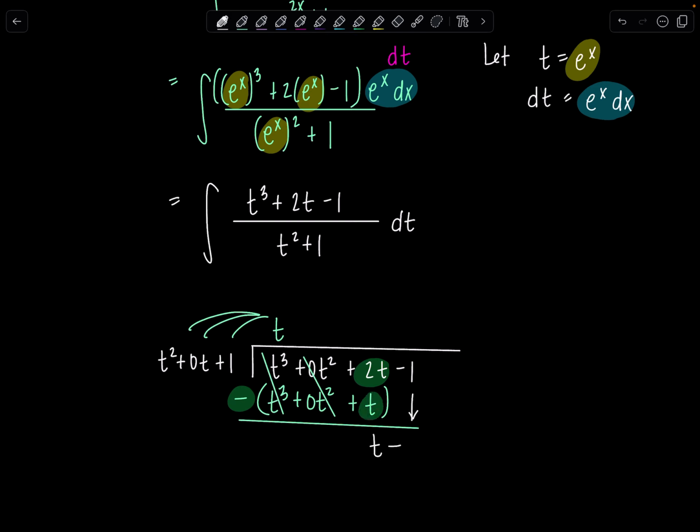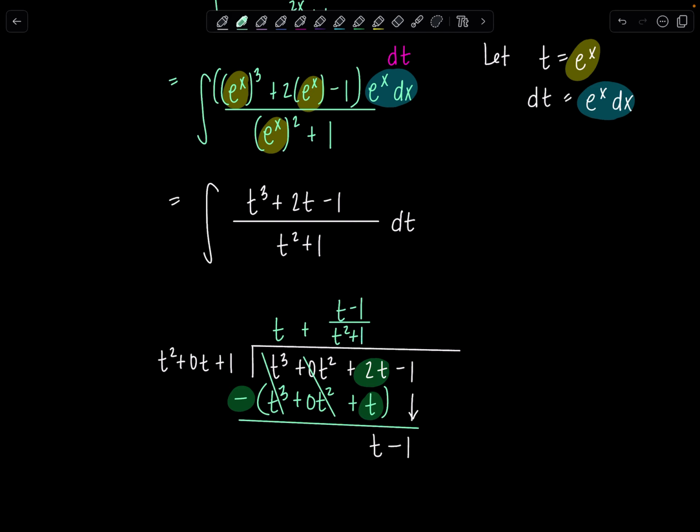And then let me bring down the next term, minus 1. And actually, all the fun with dividing has come to an end for this problem because this is degree 1. I can't divide t squared into t, so this whole thing is my remainder. t minus 1. So I'd say we have t plus t minus 1 over our divisor, t squared plus 1.